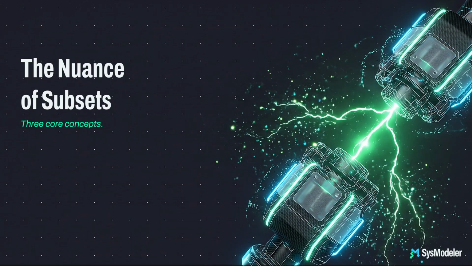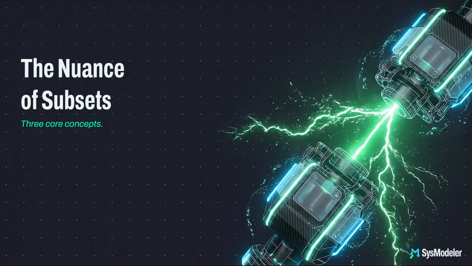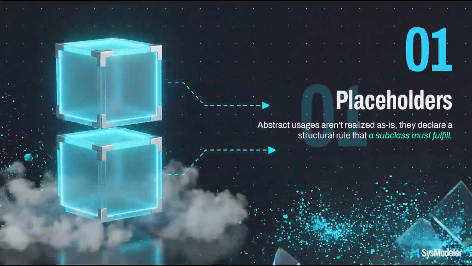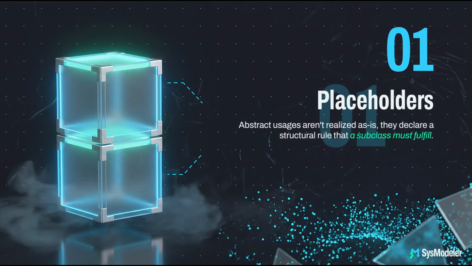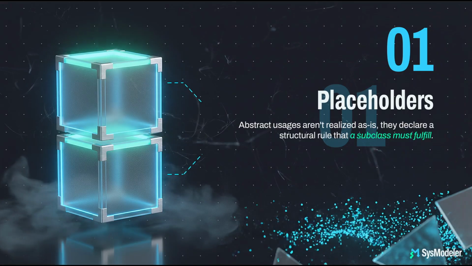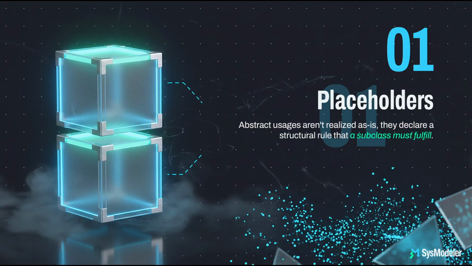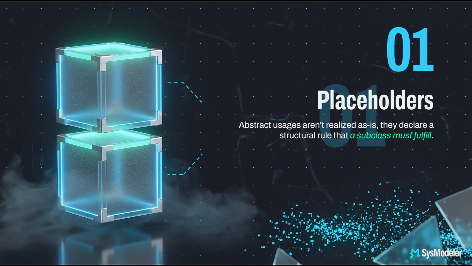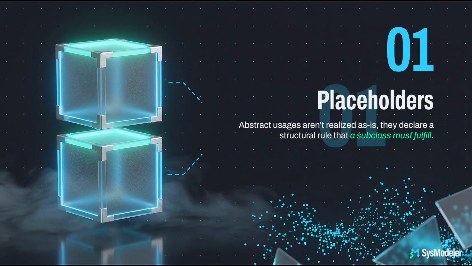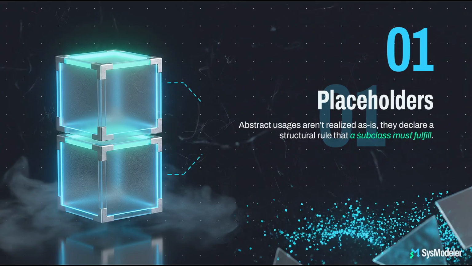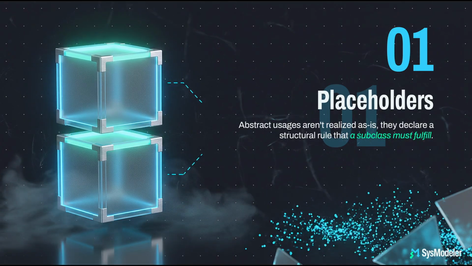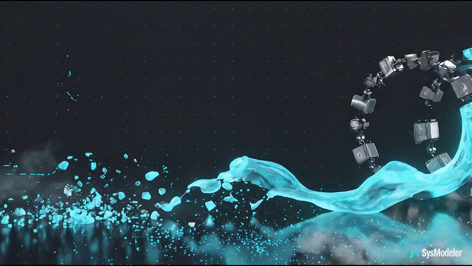Now, there are 3 core concepts that we need to understand by looking at this code. First, abstract usages as placeholders. When we mark the part usages, engines, and wheels as abstract inside vehicle, we are signaling that these are intentional architectural placeholders. They are not meant to be directly realized as is. They exist to declare an architectural rule or structural bound that must be fulfilled by concrete subsetting in a specialized configuration, like sports car does.